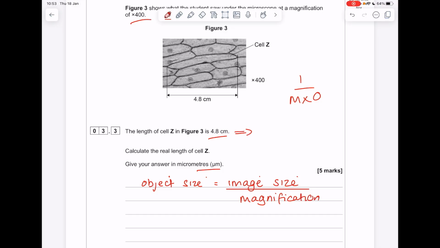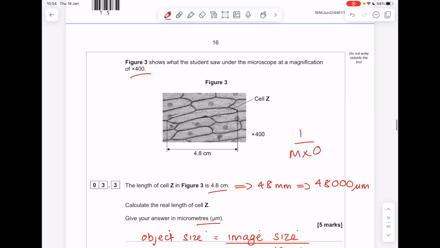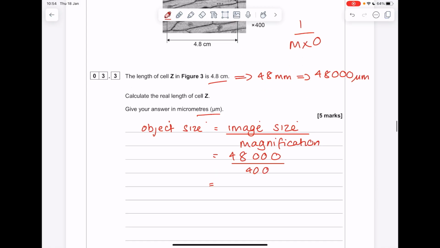Let's get this into micrometers first of all. You want to times it by 10 to get it into millimeters, and then times it by 1,000 to get it into micrometers. So that's where a lot of your marks will be awarded, getting those units right. We've been told that it's times 400. Pop that into your calculator to get 120 micrometers as your final answer.